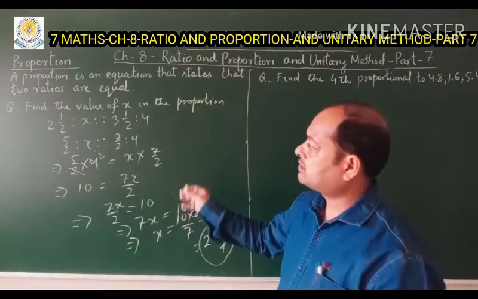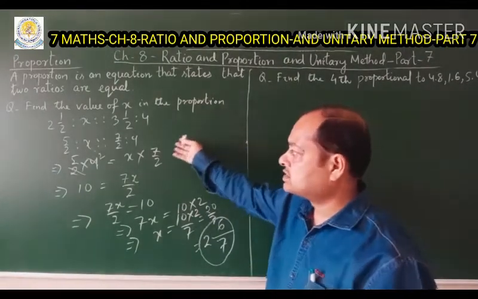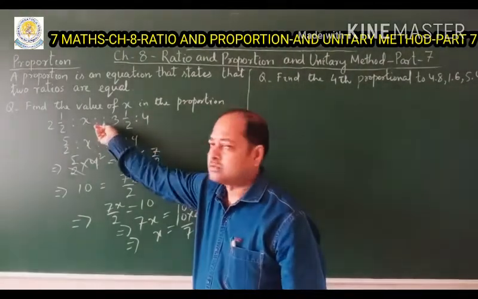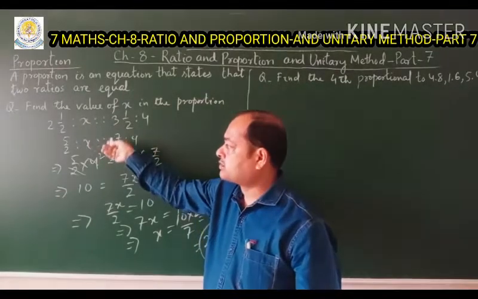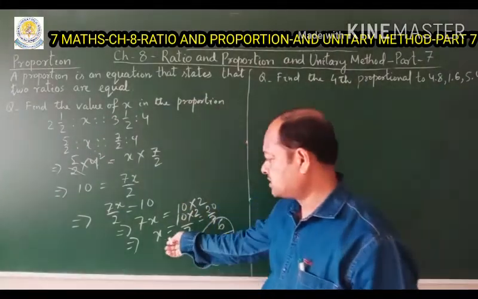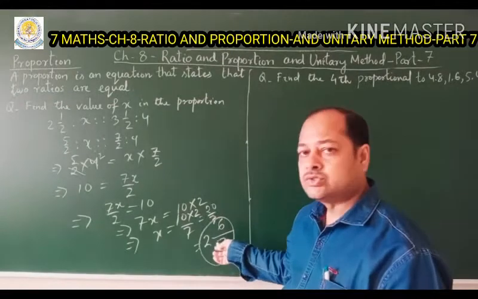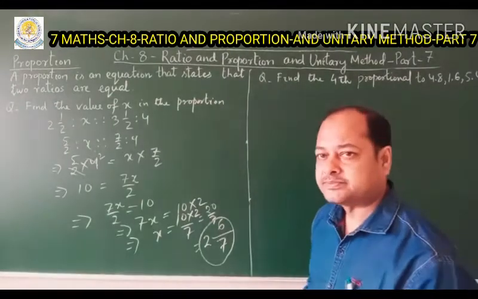So the question says find the value of x in the proportion. So this is a proportion symbol. The proportion symbol is here. From this proportion we can find out the value of x. So we got the value of x as 2 whole 6 by 7.